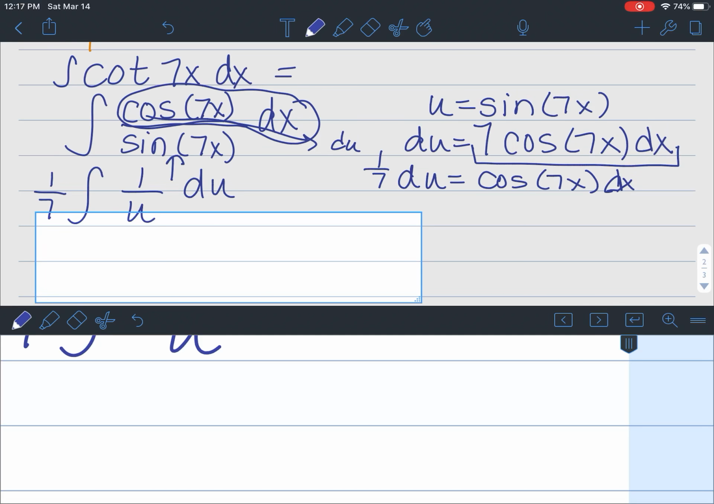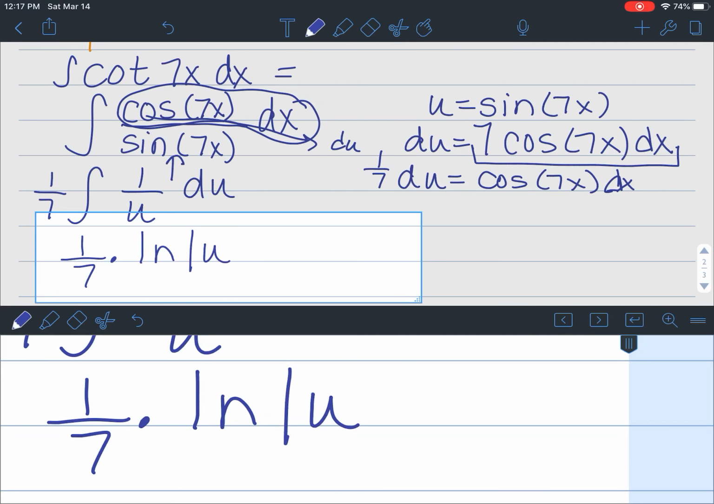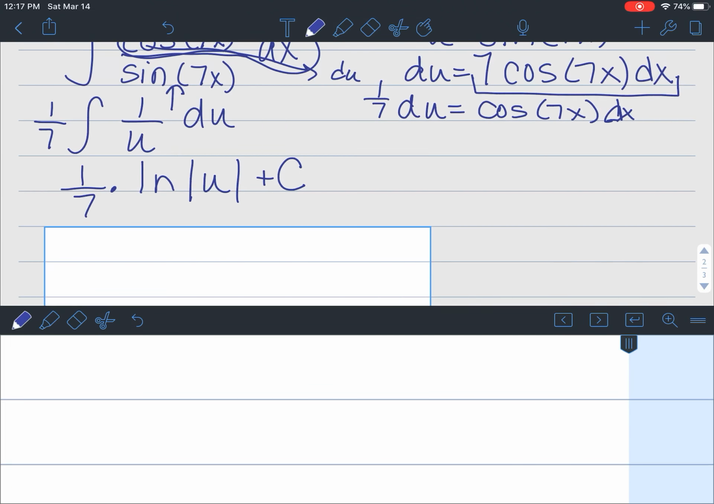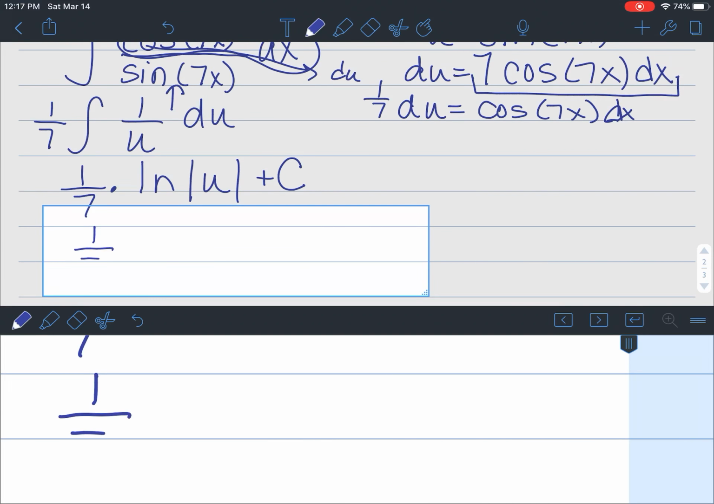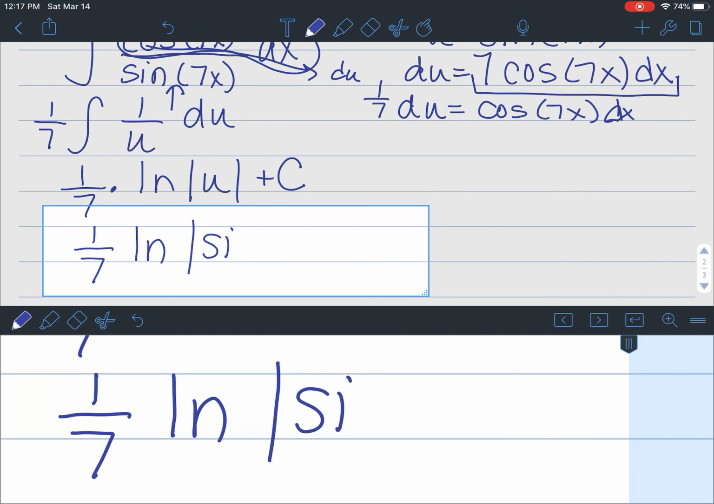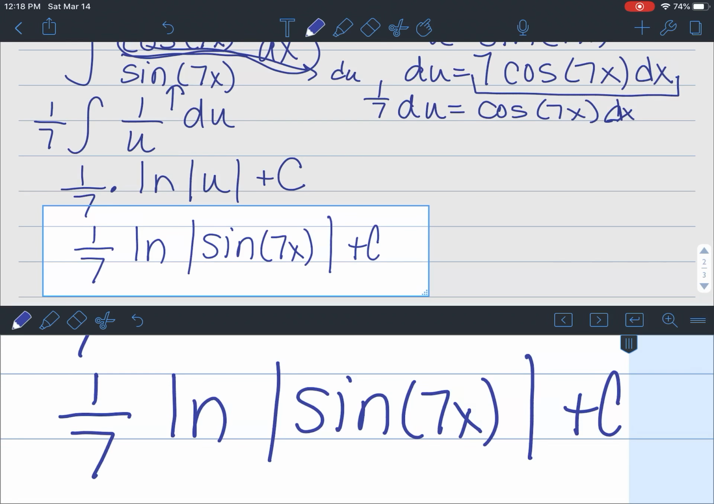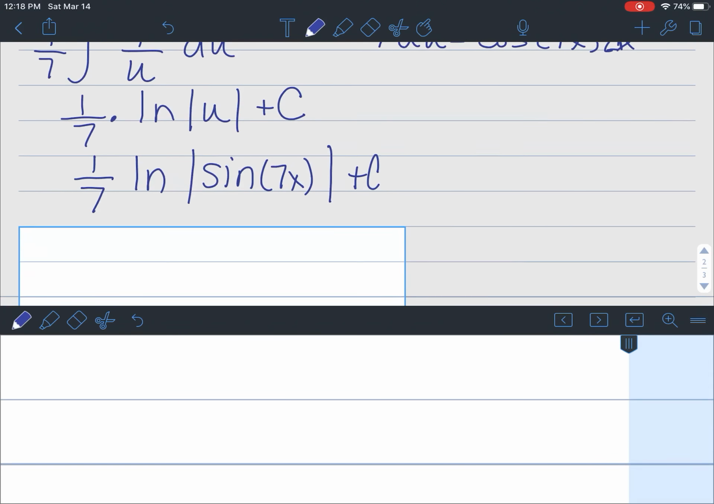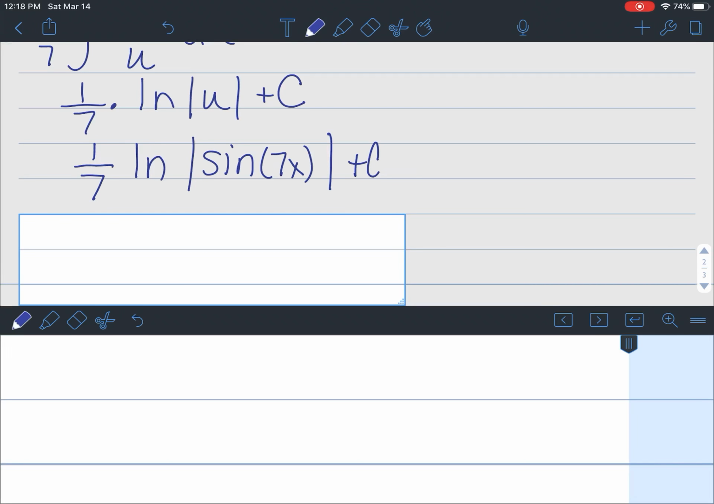Okay. 1/7 times the integral of 1 over u is ln of absolute value of u. Don't forget your absolute value bars, plus c. Recall that nobody cares what u is, so we substitute back: 1/7 ln of the absolute value of sine 7x plus c. And that's our answer. Good job, I guess. Wish I could see you.